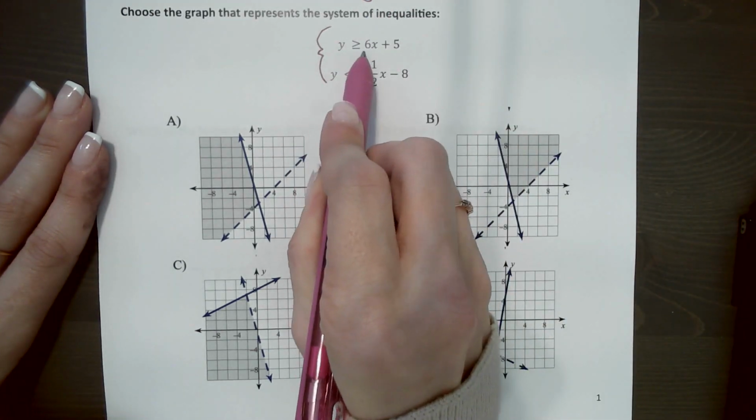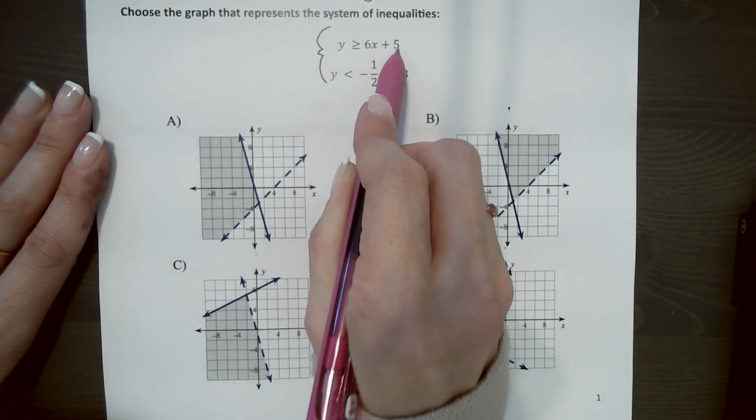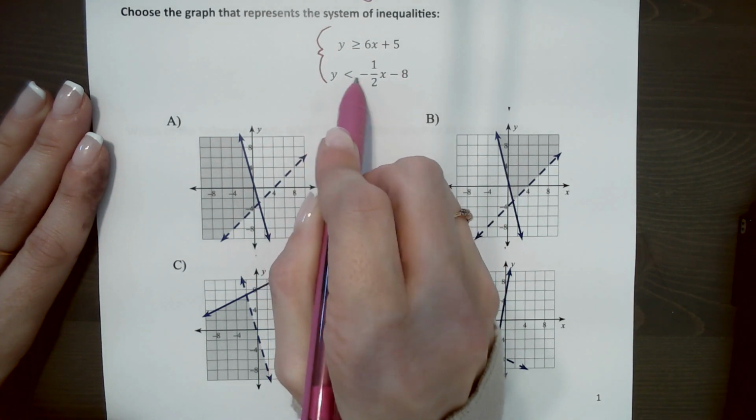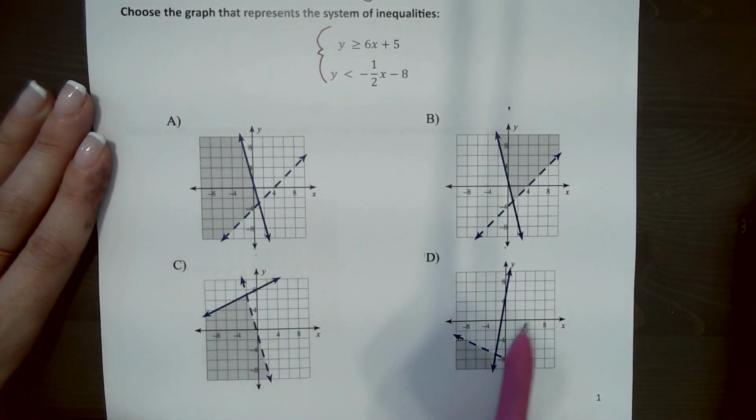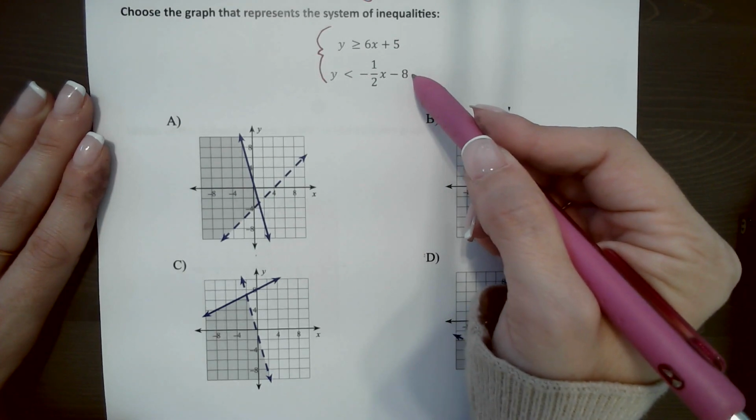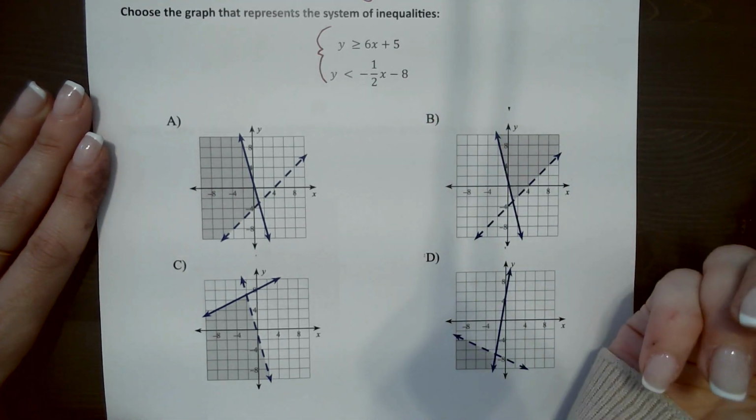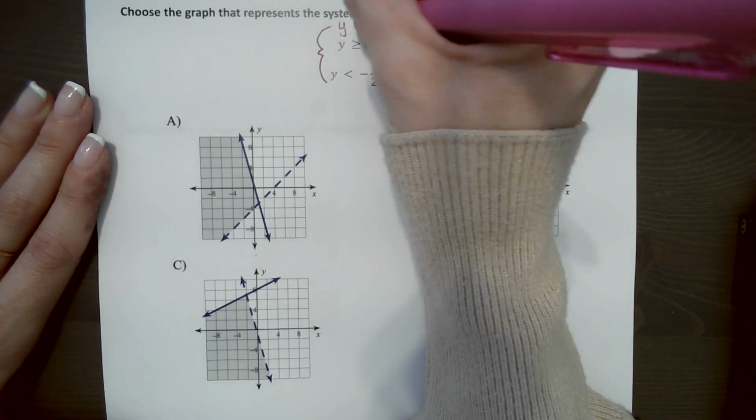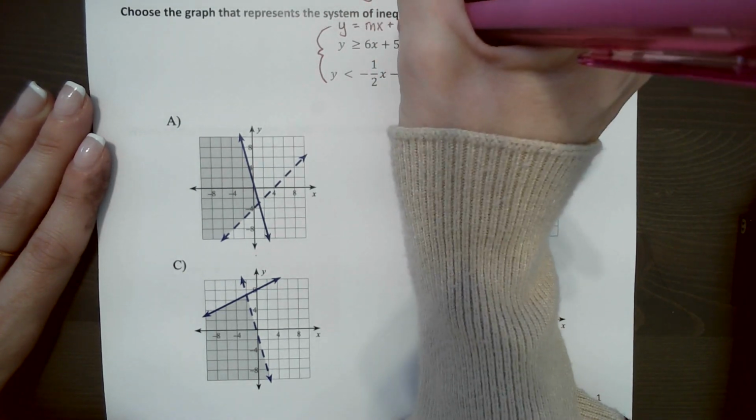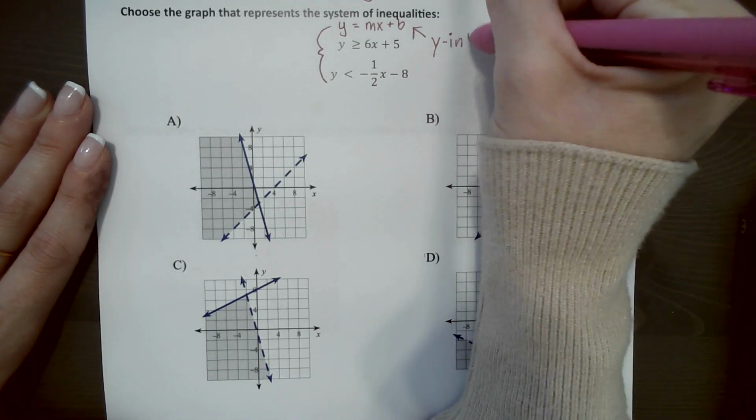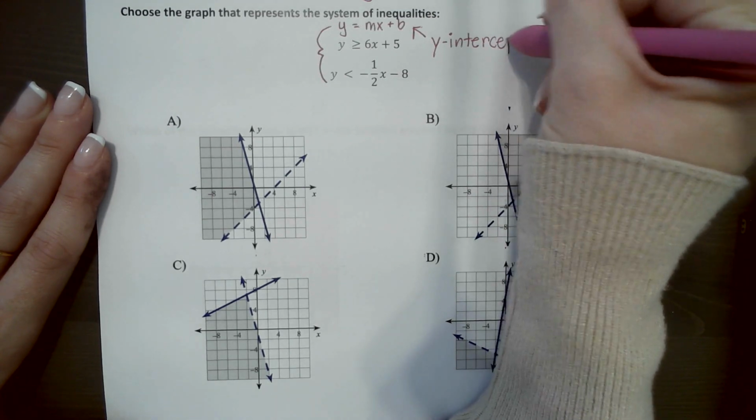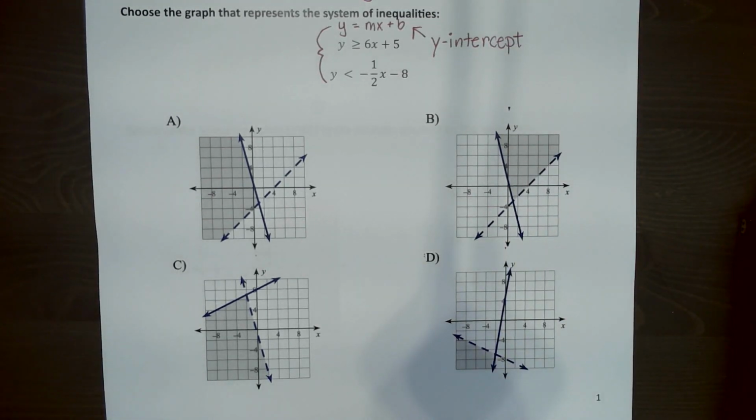So my system is y is greater than or equal to 6x plus 5, and y is less than negative 1/2 x minus 8. Now, in order to see which of these graphs correctly matches this system, we have to remember our slope-intercept formula. So remember that this is really y equals mx plus b form. So that b, that y-intercept, is where we can start. So this is going to be the easiest place to start your elimination process. We want to eliminate the graphs that could not be the correct answer.